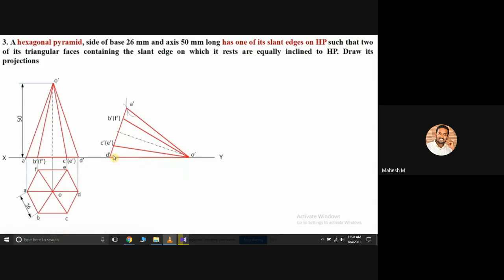Okay. In this diagram, the base is fully visible because if you are looking from the top to bottom, the base is fully visible. So you can create a hexagon. Okay, you can create your hexagon with a dot line. So there is no need of creating the dotted lines.